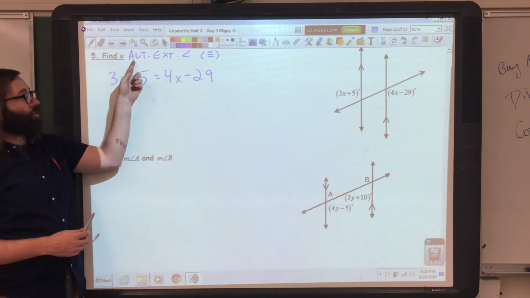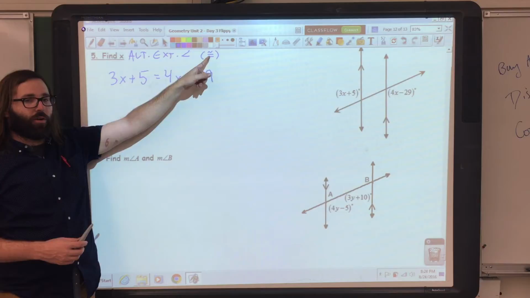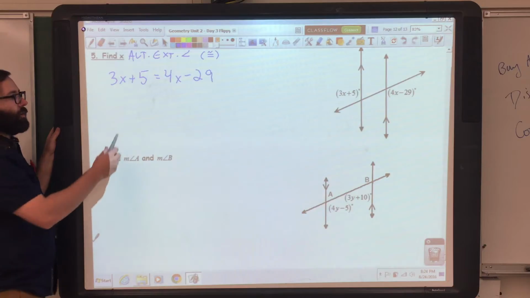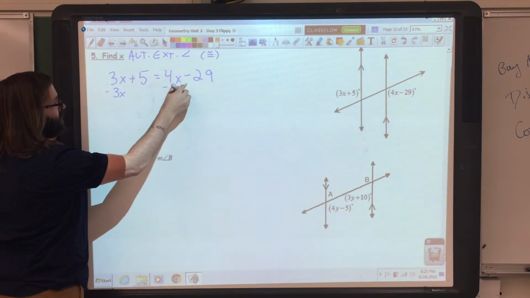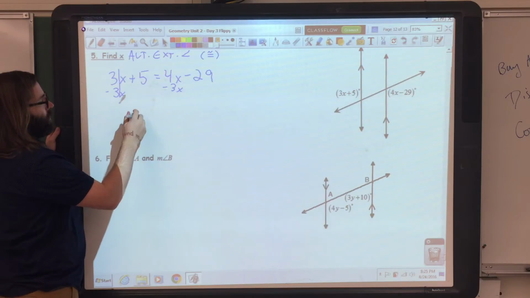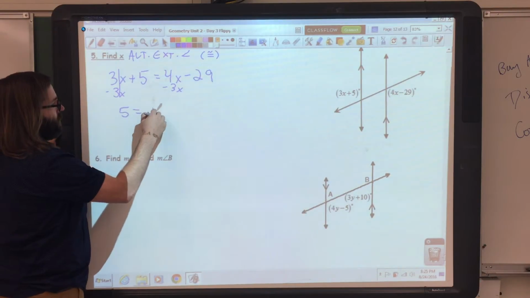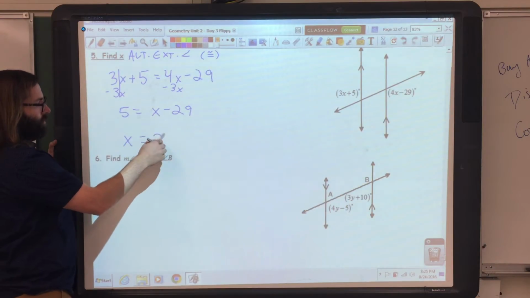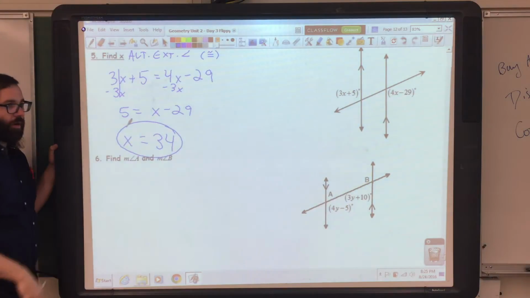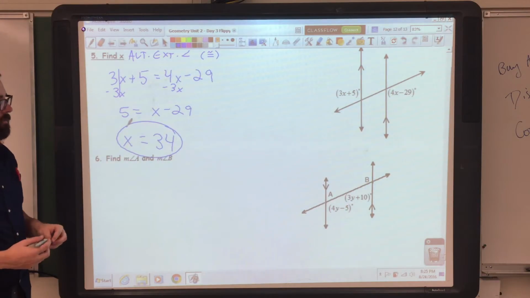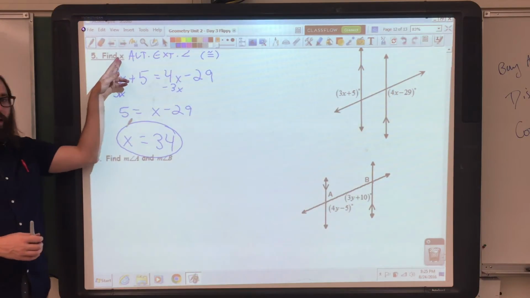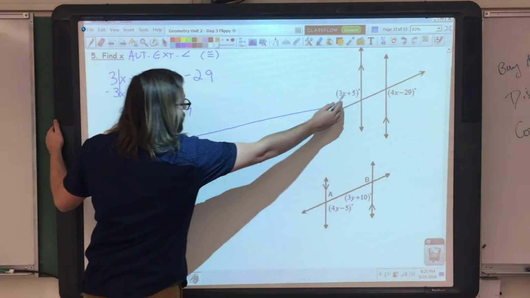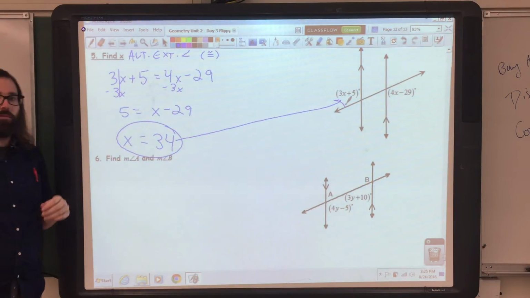Okay, so since they are alternate exterior angles, we know they're congruent, so we can set them equal to each other. We want to solve for x, so we subtract 3x from both sides. So you get 5 equals x minus 29. Add 29 to both sides, you'll get x equals 34. Now, it just says find x, so we're done. But if it said find the angles, you would just plug this x into your angles.